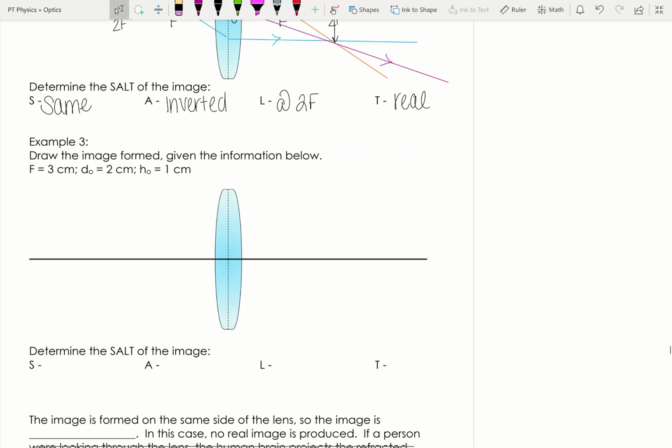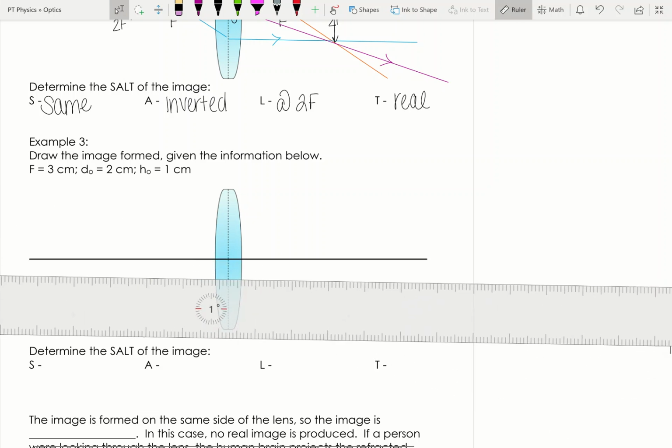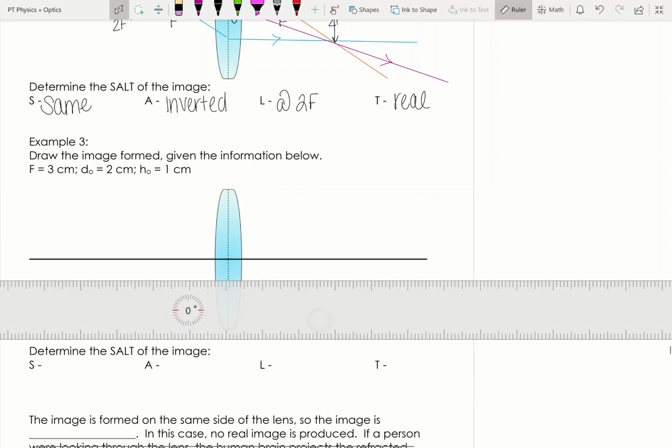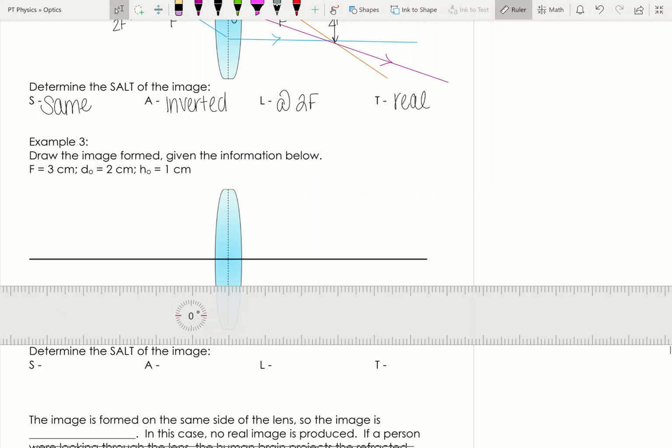Okay, last example, and then we're going to move on to diverging lenses. And then we will be done, and you will be able to do the practice with that. So, I need my ruler, and I need my black pen, which I already have. O, always in the center. F is still 3. 2F then is 6. 3. Object distance is 2. So it's right here.